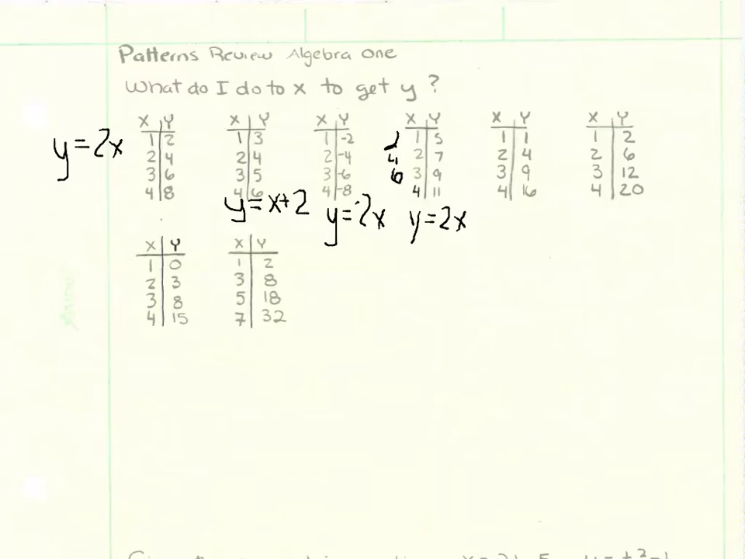If I took 4 plus 3, I'd get 7. If I took 6 plus 3, I'd get 9. And so this answer is 2x plus 3. And then sometimes they just get harder.